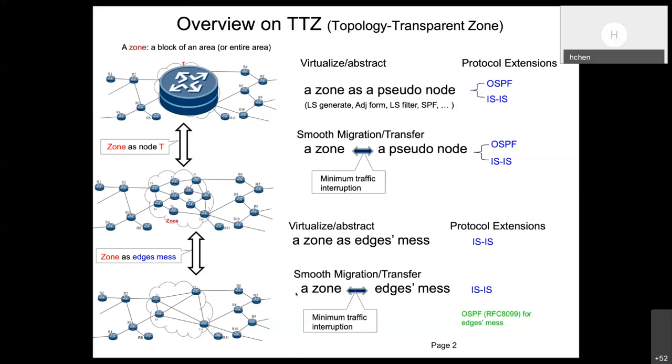For abstracting a zone to be an edges full mesh, the solution for OSPF, that part is already RFC 8099. So this is the overview of the topology TDZ in this draft. So thanks, Paige.